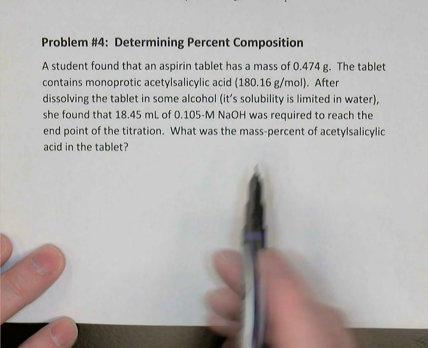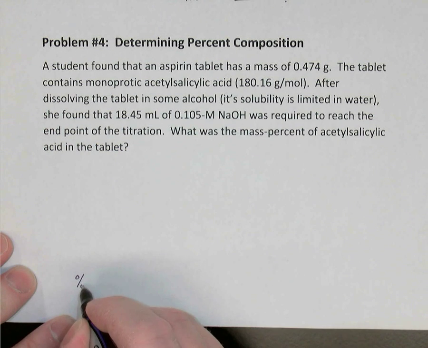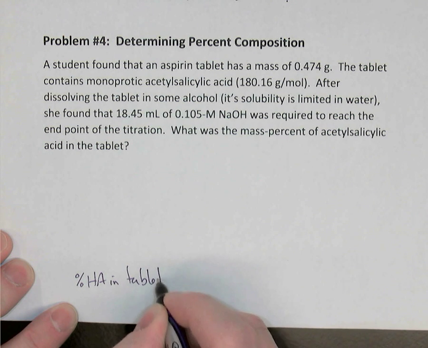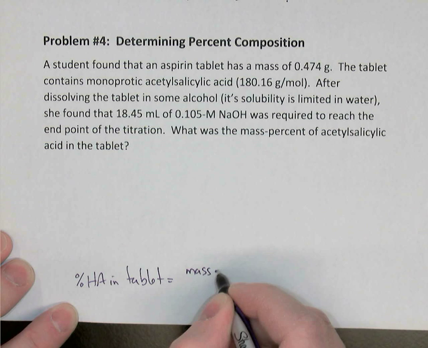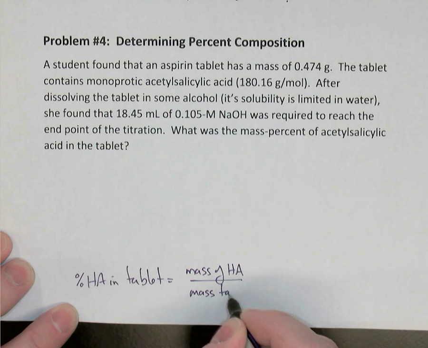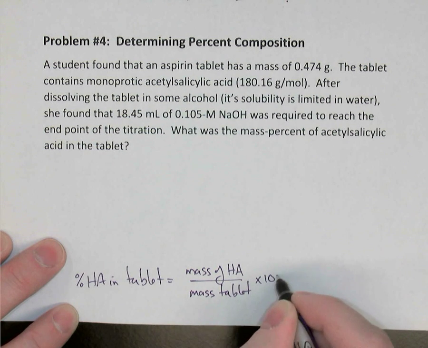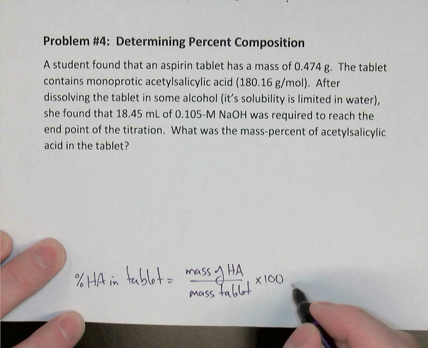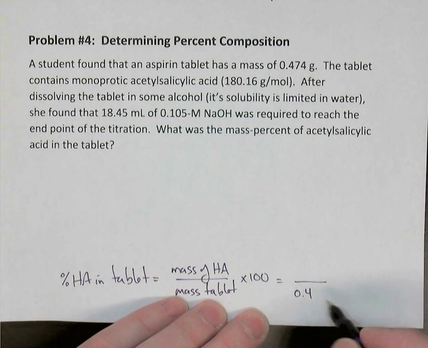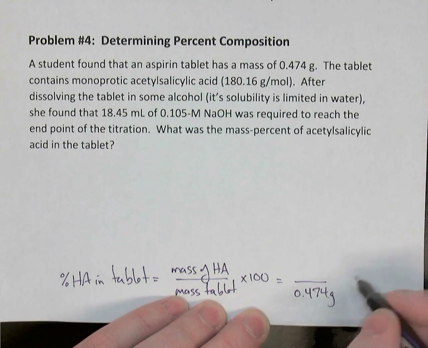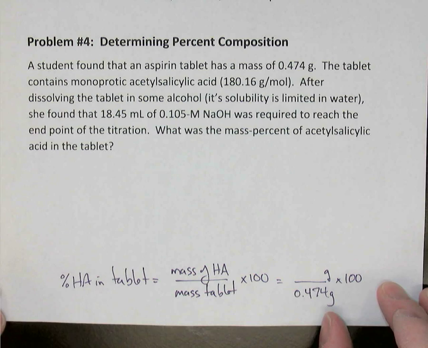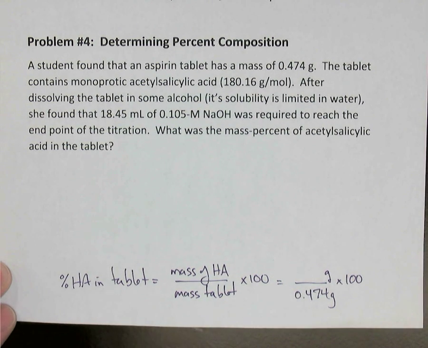To get the mass percent, if we just think about that for a minute, the percent of the acid, we'll call it HA, in the tablet, it's going to equal the mass of the acid divided by the mass of the tablet times 100. Well, we know the mass of the tablet, so it's something divided by 0.474 grams. So all I need to do is find the mass of the aspirin that was in that tablet, and then I can get the mass percent. So how do we do that?